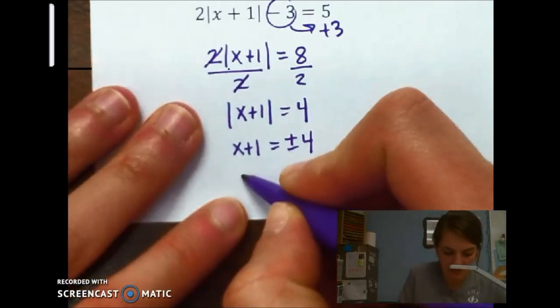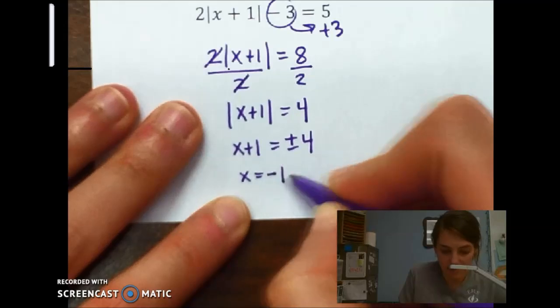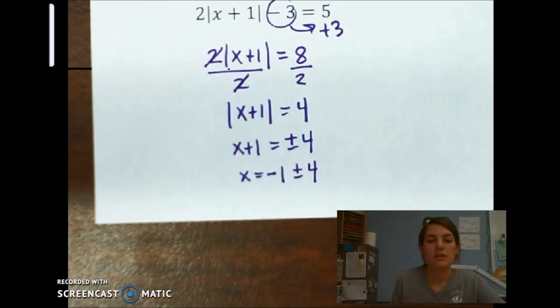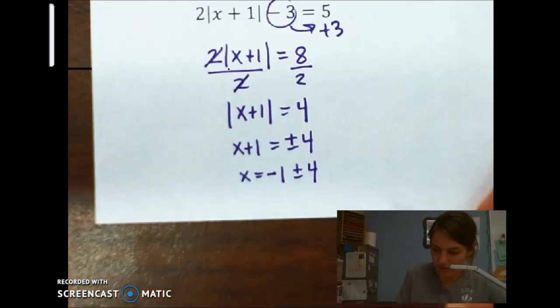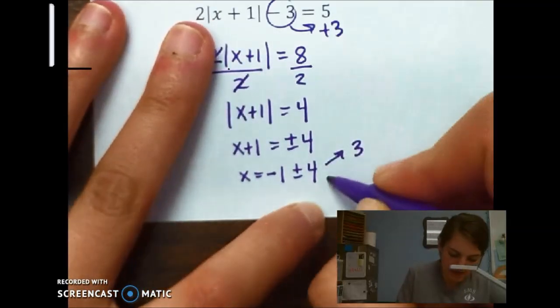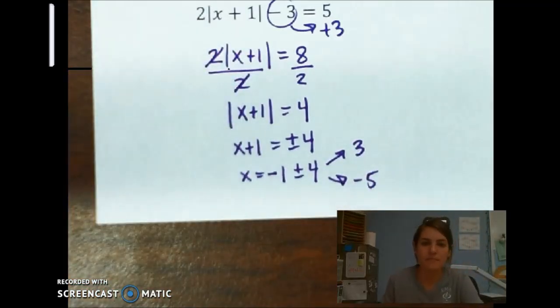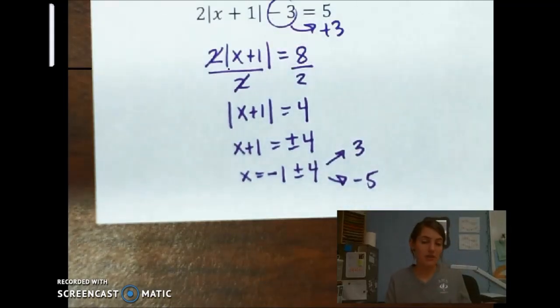And then x equals negative 1 plus or minus 4, because I'm taking the plus 1 and flipping it over. So negative 1 plus 4 is 3, and negative 1 minus 4 is negative 5. So we have two answers again. So we had two answers for the absolute value equations, and we also have the potential for two answers whenever we have a quadratic equation.